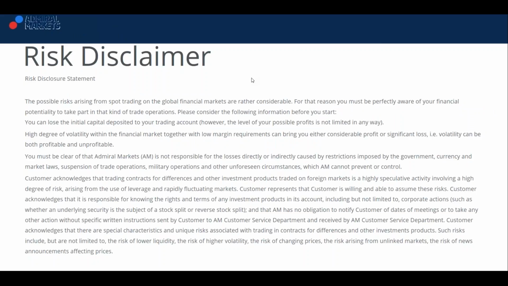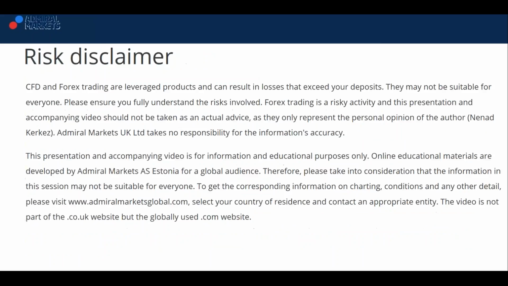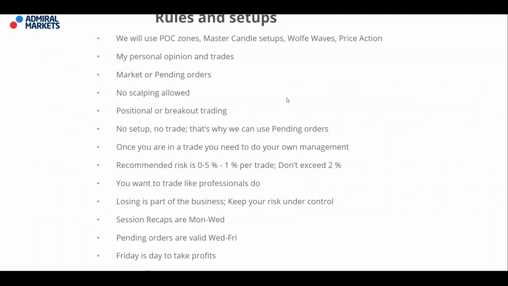Before we begin, standard risk disclaimer explaining all possible risks associated with the Forex market, and by accepting the risk disclaimer, you're also proceeding further with me. CFDs and Forex trading are leveraged products and can result in losses that exceed your deposit. Have in mind that this is my personal opinion only. This is not advice for trading. I'm not encouraging you to do anything. I will show you my live account and what I am going to do. So this video is not a direct advice. Please consider this and the complete risk disclaimer.